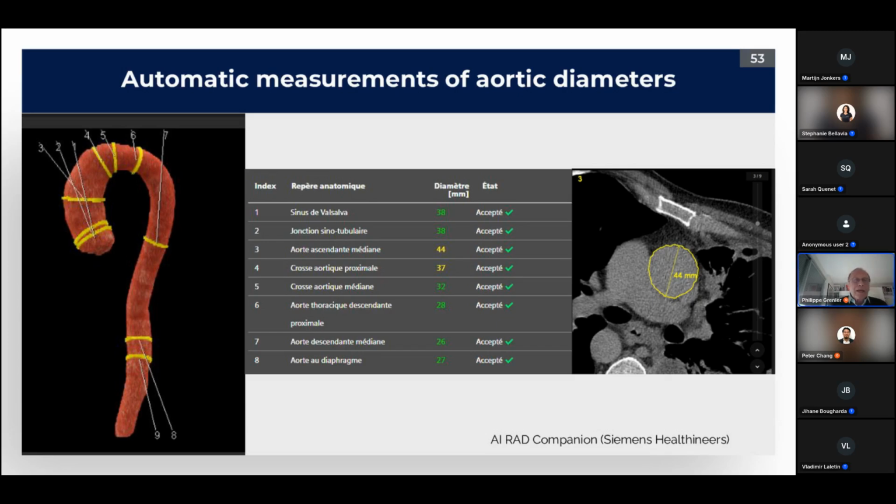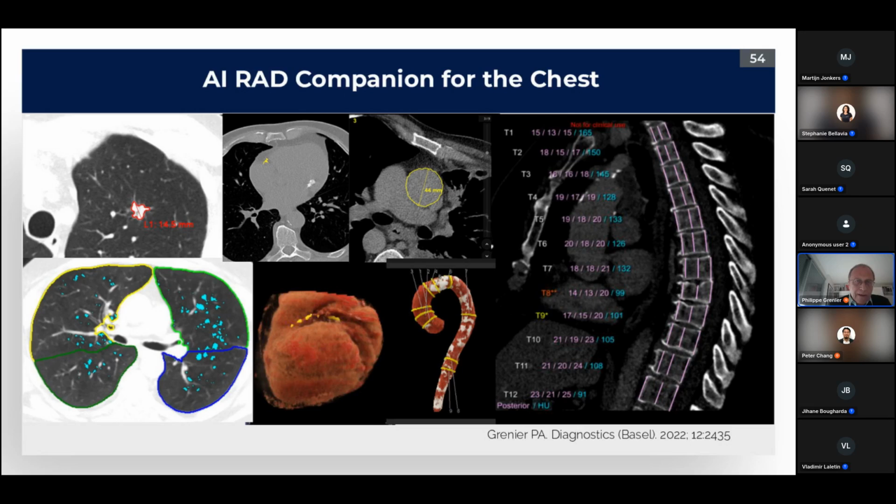And the AI-RAD Companion also permits at the same time automatic measurement of aortic diameters. We have the measurement of the diameter reconstructed strictly perpendicular to the central axis at the sinus of Valsalva level, sinotubular junction, ascending aorta, aortic arch, and descending aorta. And we see in this example a detection of an aneurysm of the ascending aorta. And all these results are obtained in 1 to 7 minutes.